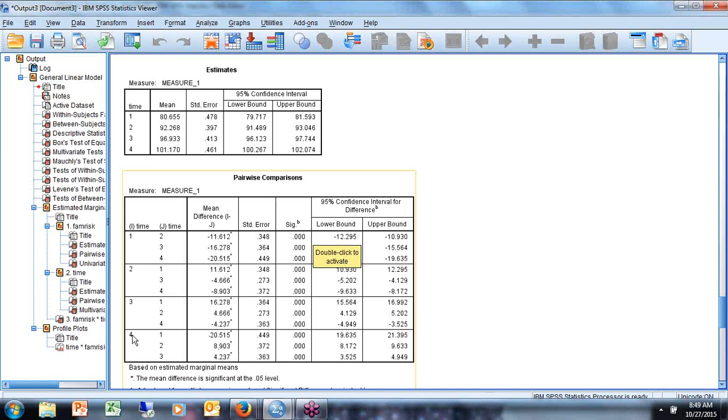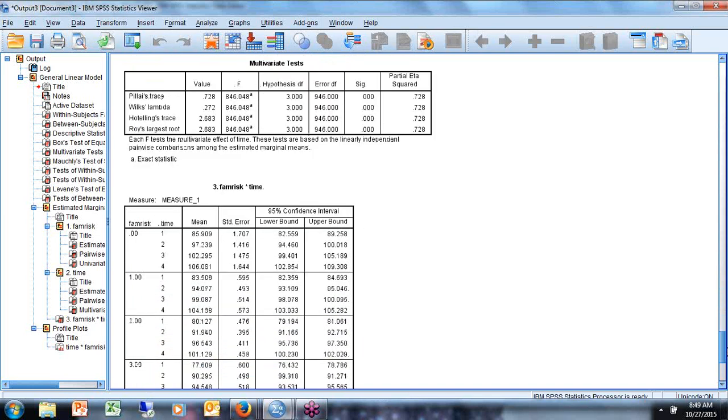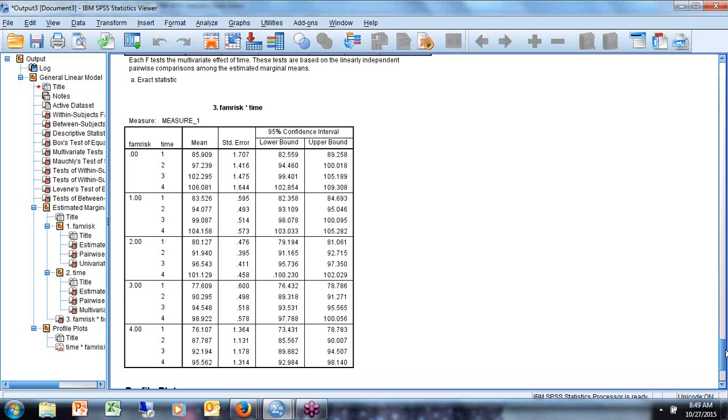We see that the difference between time 4 and time 3, third grade and second grade, is not as great as it is between third grade and kindergarten, which is what we would expect from these scores. We see the interaction effects, and again, there's not going to be any significant interaction.